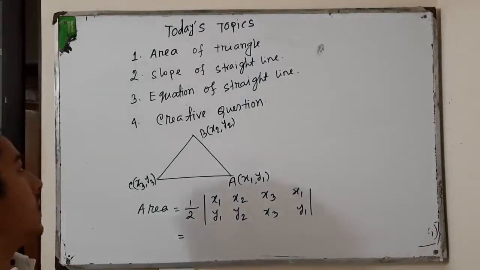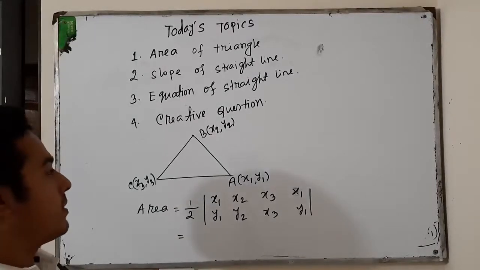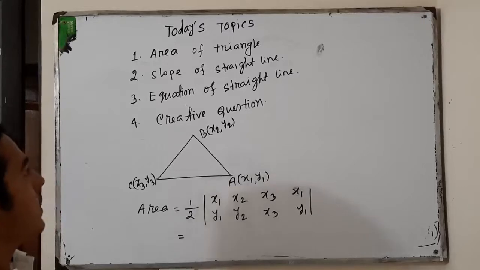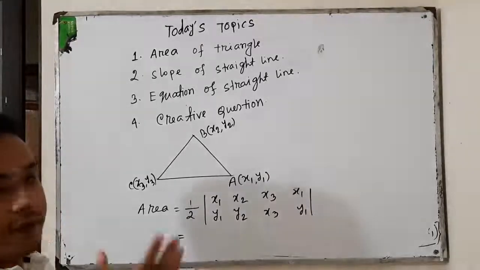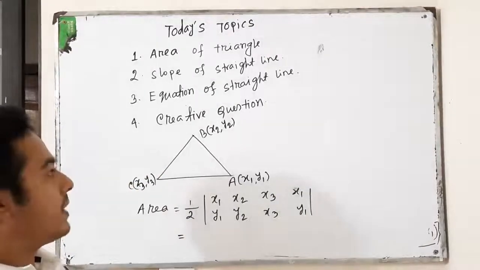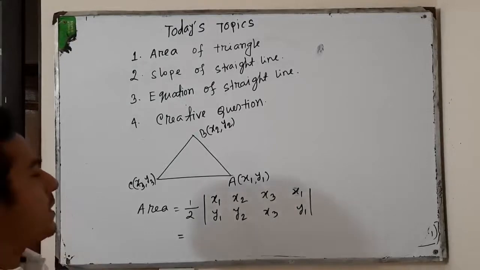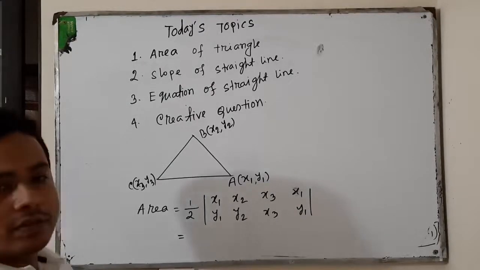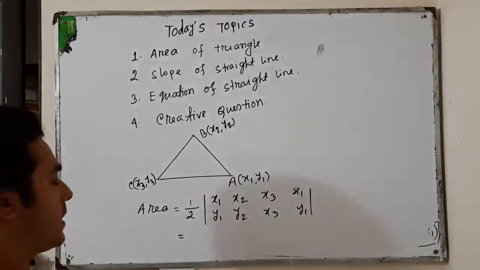Today we want to discuss the area of the triangle and related bounded regions. The second topic is the slope of a straight line: how we can find the slope and the equation of a straight line. And at the end of the class we want to discuss a creative question of this exercise.